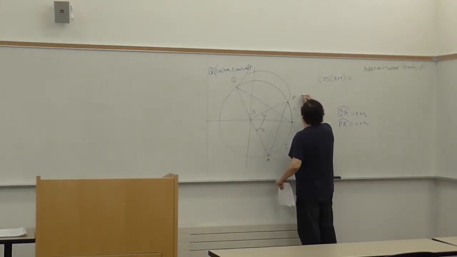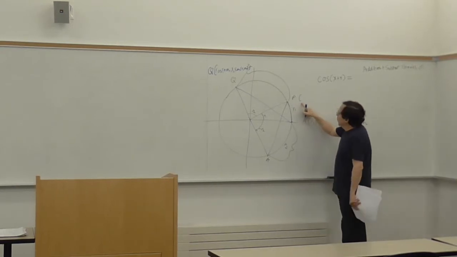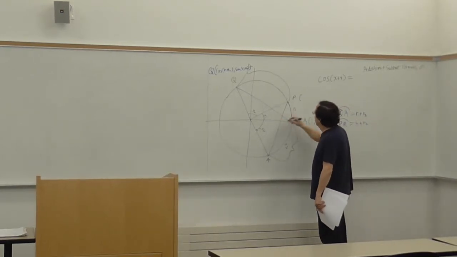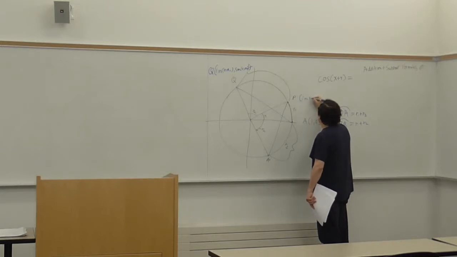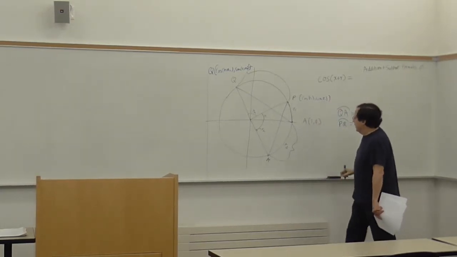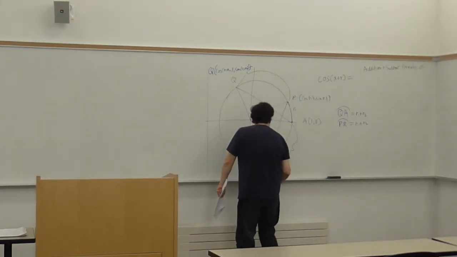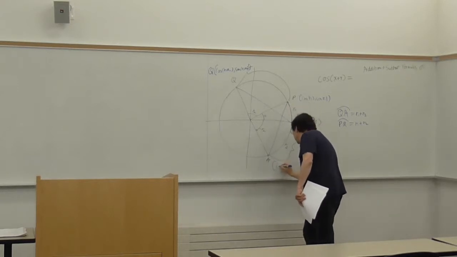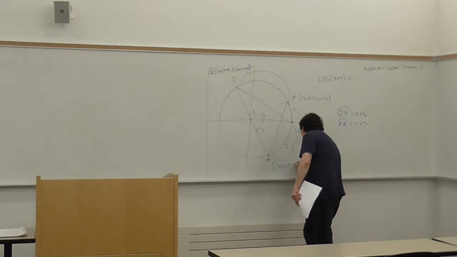Similarly, the coordinates of point P, since we have an angle R1 here, will be cosine R1, sine R1. And finally, this point R is going to have coordinates cosine minus R2, sine R2.